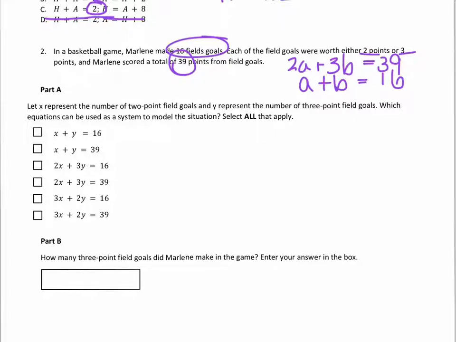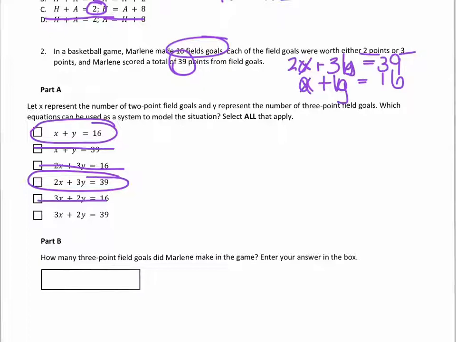So if I change my A's to X's and my B's to Y's, let's see if any of these match up. Look at the first one. Now the second one's wrong. Third one is, oh look, another one only equal to 16. Fourth one is equal to the 39. And that one's wrong. And this one has your X and Y backwards.